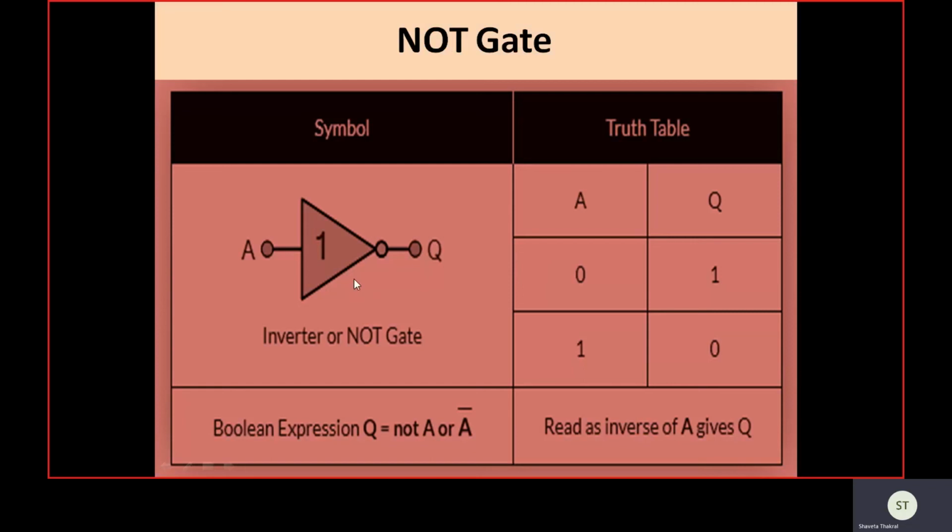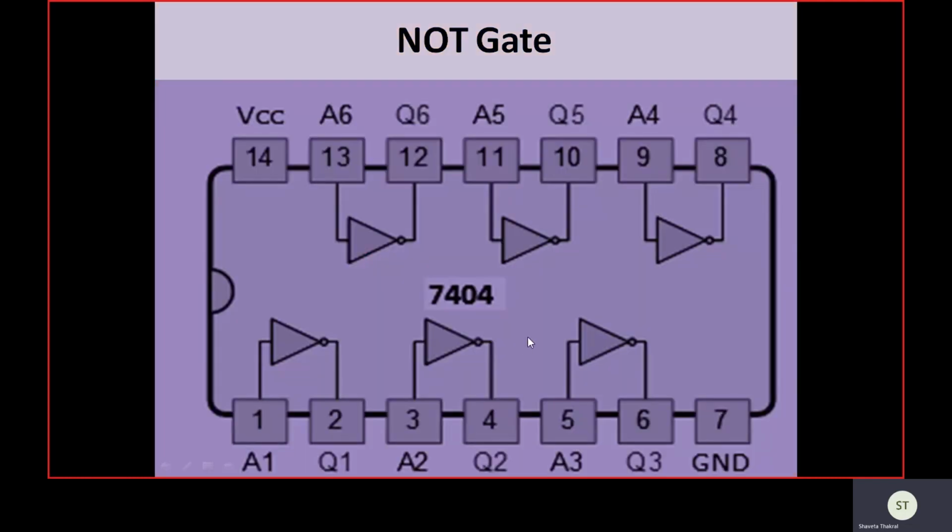And this is the NOT gate symbol and this is the truth table. If we are giving input 0 we are getting output 1, and if we are giving input 1 we are getting output 0, and this is the Boolean expression, that is NOT of A or A complement. This is the IC diagram, 7404 IC, for the NOT gate. Pin number 7 is again connected to ground. Pin number 14 needs to be connected to supply 5 volt, and total 6 NOT gates can be accommodated in this IC.